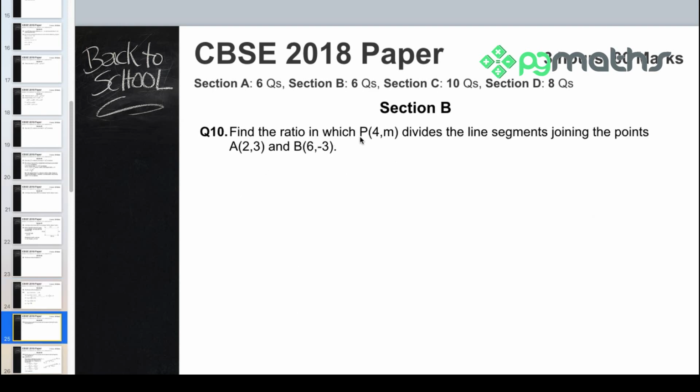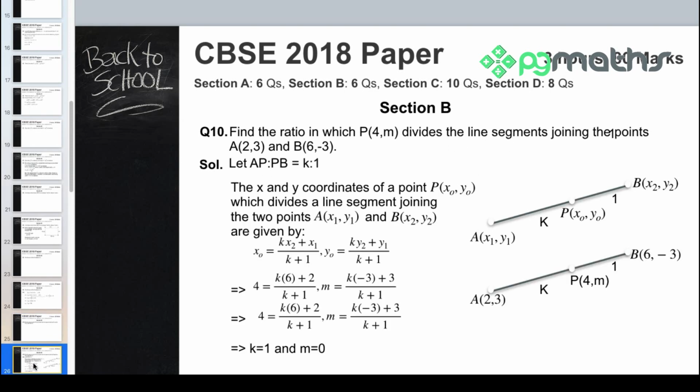Find the ratio in which P(4, m) divides the line segment joining the points A(2, 3) and B(6, -3). Okay. A and B are the endpoints of the line segment. P is the point which divides this line segment such that AP equals k and PB equals 1. It is not exactly the length, it's just a ratio. So AP is to PB is equal to k is to 1, which we have assumed.